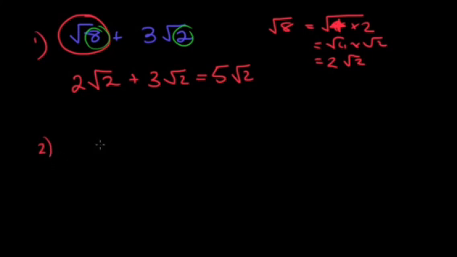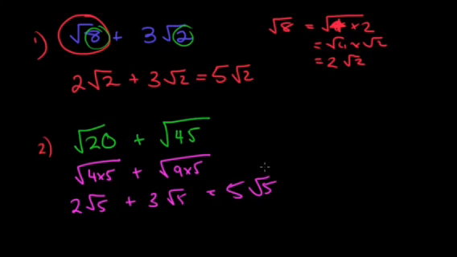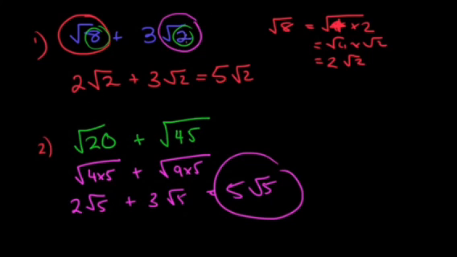Another example, √20 plus √45. Now, for this case, we shall first of all simplify these two surds. We break down √20 and then we break down √45. √20 will give us √4 times √5. √45 will give us √9 times √5. And that will become 2√5 plus 3√5. Adding the coefficients, it becomes 5√5. That is the answer for that.